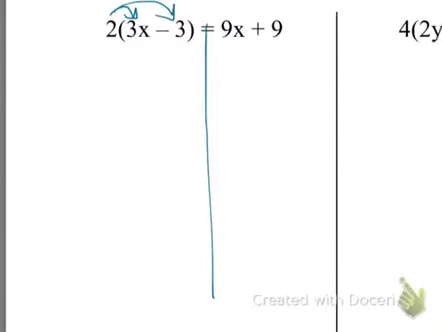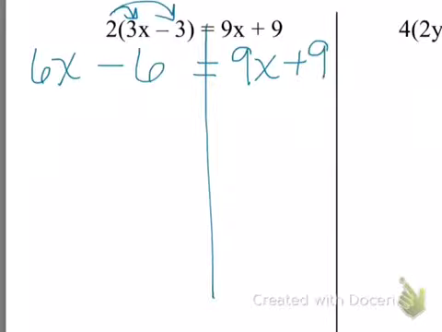So 2 times 3x gives me a 6x. 2 times negative 3 gives me a minus 6 or a negative 6. Equal sign is going to stay on the line. And then on the right-hand side, I don't have any parentheses, so I'm just going to write it down exactly how it looks, 9x plus 9.